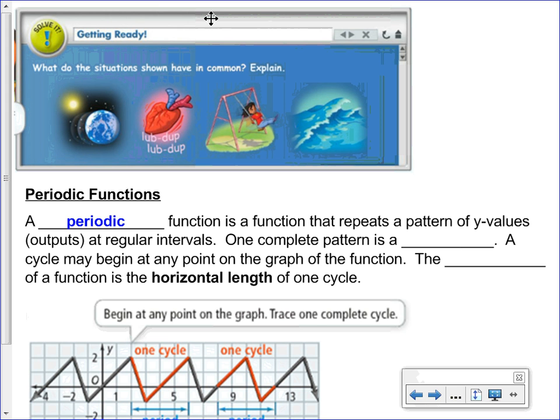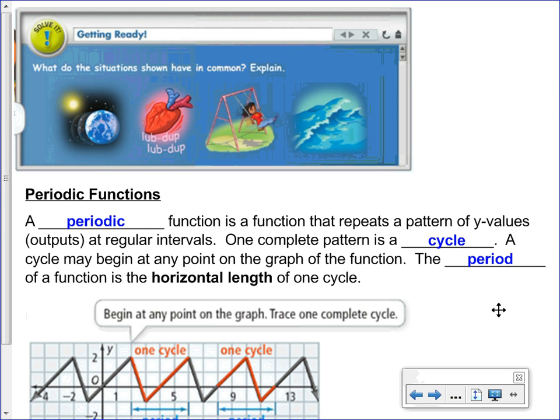One complete pattern is one cycle. And the period of a function is the horizontal length of just one cycle.